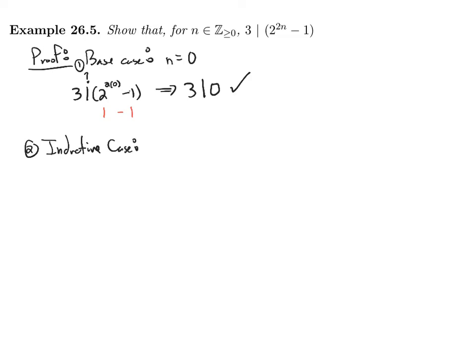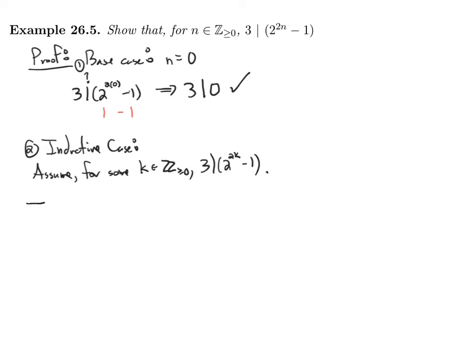Okay. Let's again assume for some k in our index set that 3 is indeed a factor of 2 to the 2k minus 1. So we don't really have a good algebra of divides worked out yet. So maybe it makes sense to write this in terms of algebra.